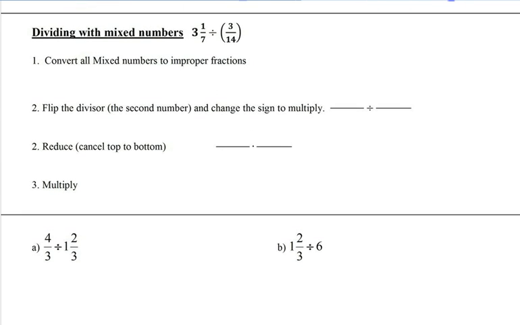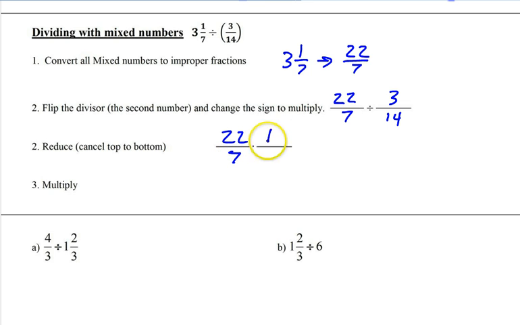Mixed numbers are the same as what we did before with multiplying. So what you have to do is take that mixed number and convert it to an improper fraction. We cannot multiply or divide with a mixed number. So now that we have our improper fraction, we rewrite it, we flip it, reduce, and write the answer. And that's it.